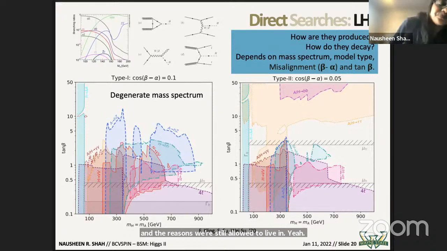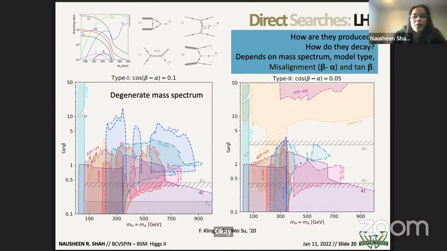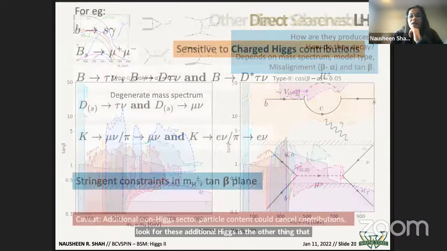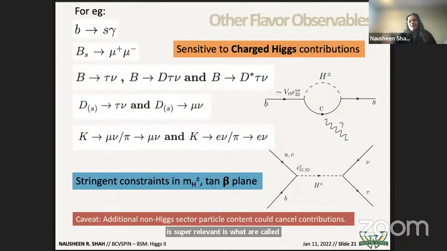So what next? Well, apart from just this very straightforward question, okay, what are the fermion couplings and how do we look for these additional Higgses, the other thing that is super relevant is what are called flavor observables. We have various precision tests that we've been running, again, for decades in various processes. So I give a listing over here: b→sγ, Bs→μμ, blah, blah, blah.